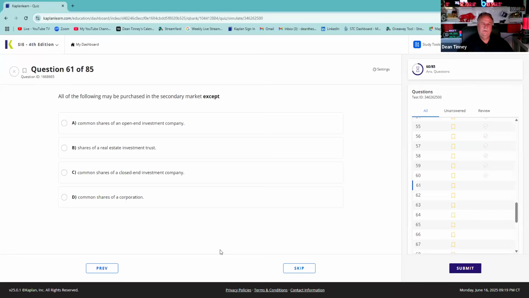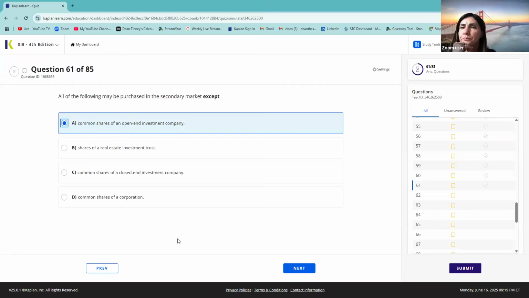All of the following may be purchased in the secondary market except common shares of an open-end investment company. Remember, those don't trade in the secondary market. That's with a prospectus, right? Every transaction is primary.